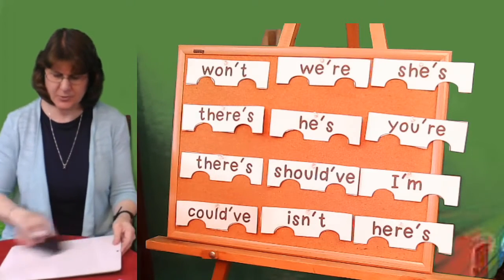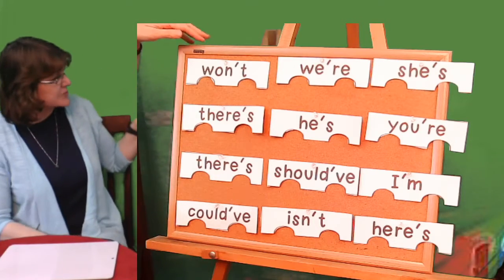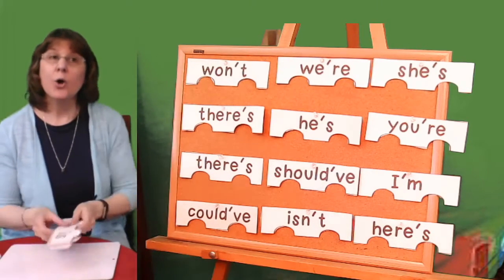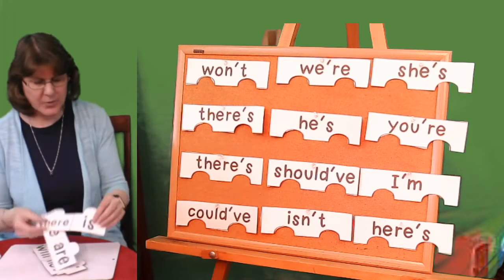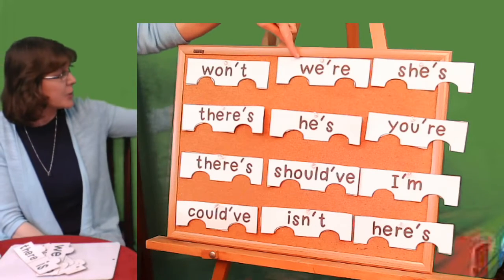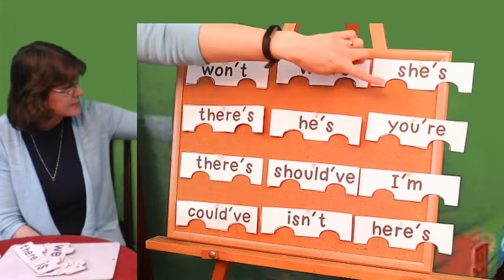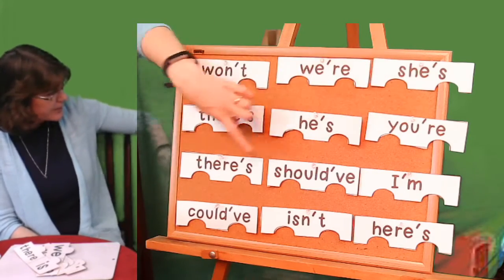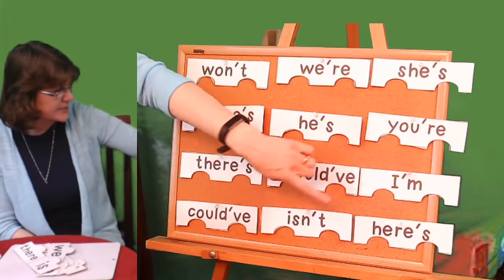Let's go ahead to our contraction puzzles over here. And you can see we have the contractions already made, and we want to find what two words formed that contraction. So let's start with reading through our contractions. Won't, we're, she's, theirs, he's, your, theirs, should've, I'm, could've, isn't, and here's.